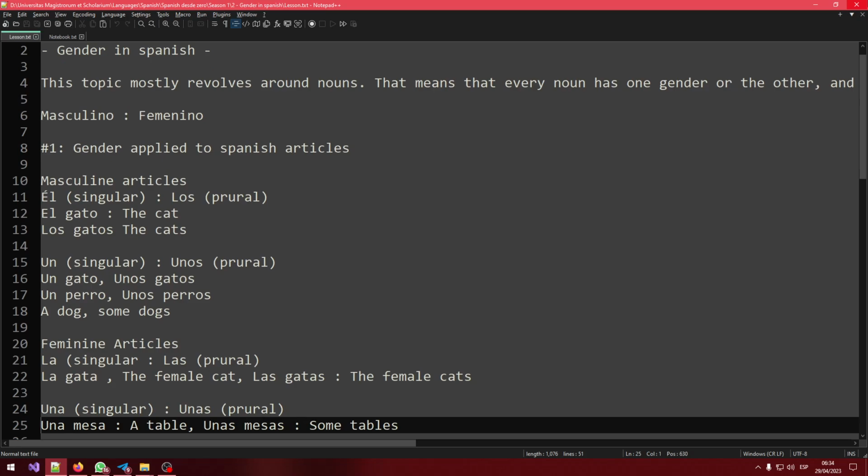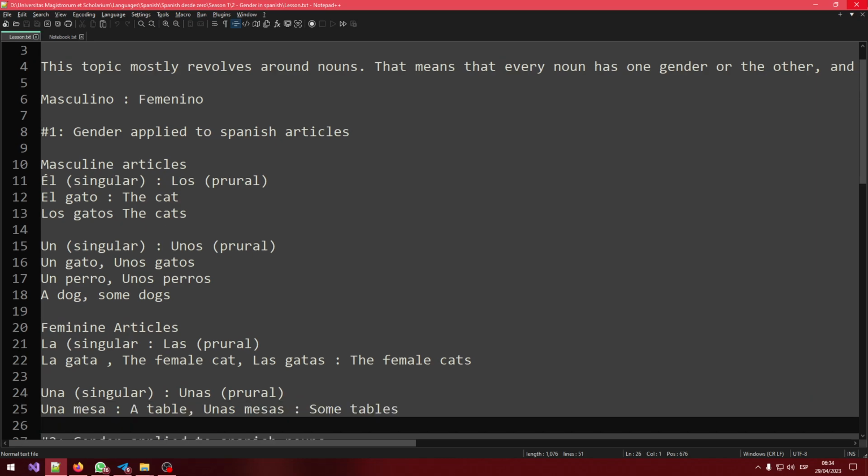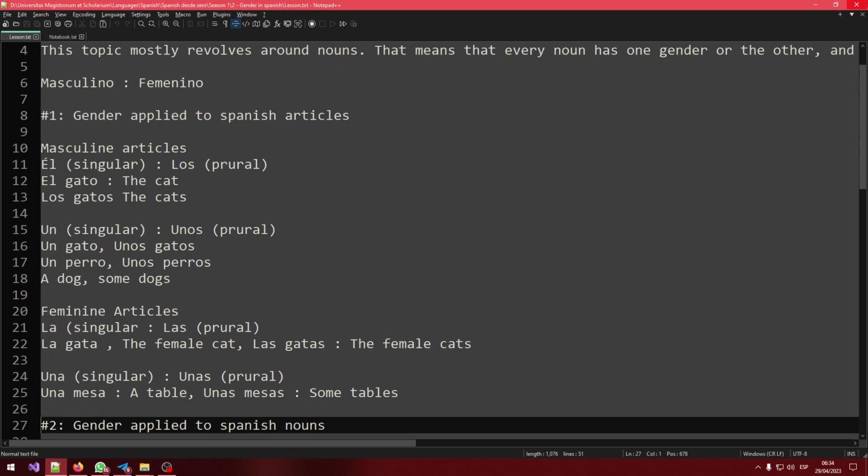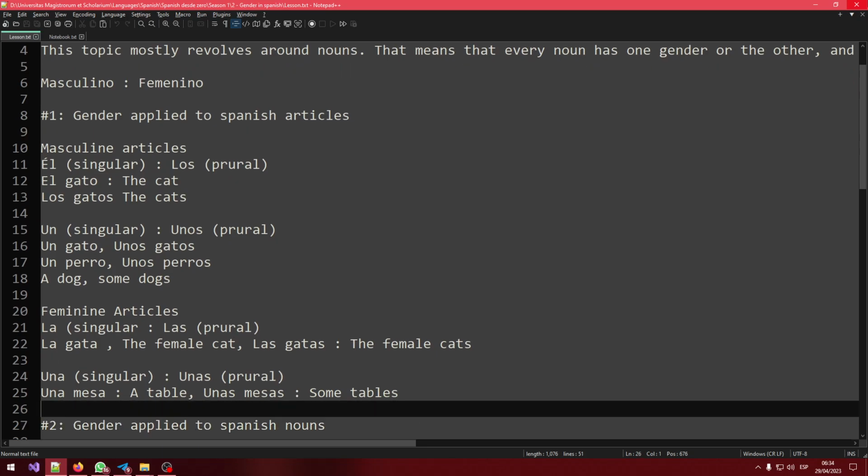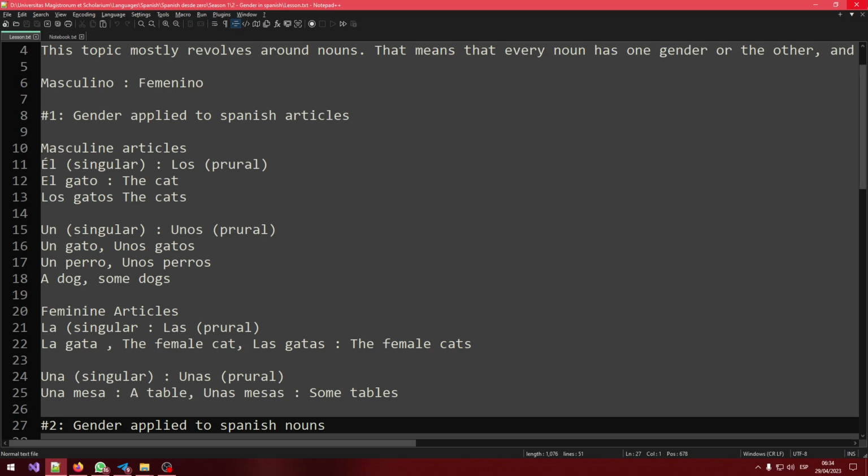Una mesa, U-N-A M-E-S-A, una mesa, a table. Unas mesas, some tables. Una mesa, unas mesas. Mesa, M-E-S-A, table. And that's it. Gender applied to Spanish nouns.